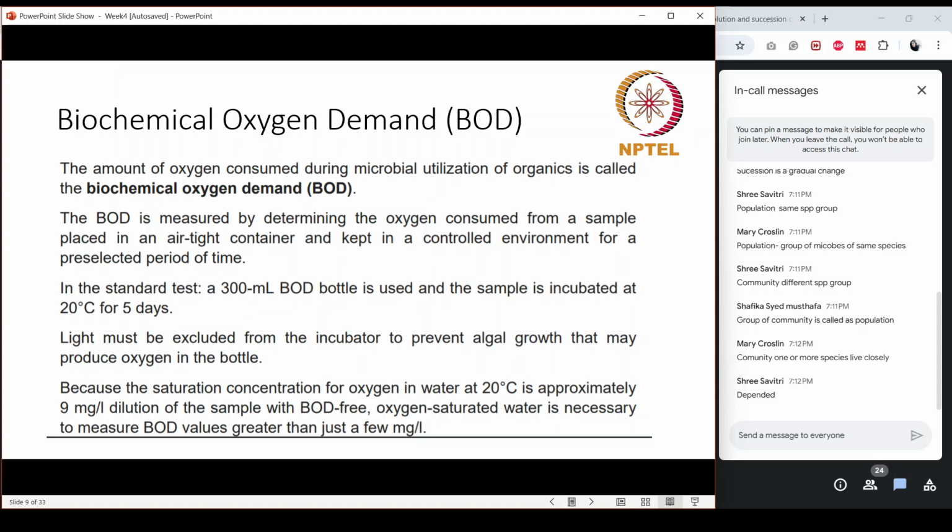Because the saturation concentration of oxygen in water at 20 degrees Celsius is approximately 9 milligrams per liter, dilution of the sample with BOD-free oxygen-saturated water is necessary to measure BOD values greater than just a few milligrams per liter. So as I've already told, we need to fill the bottles with BOD-free, DO-saturated water.